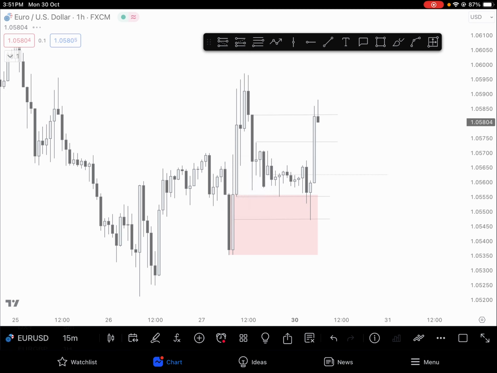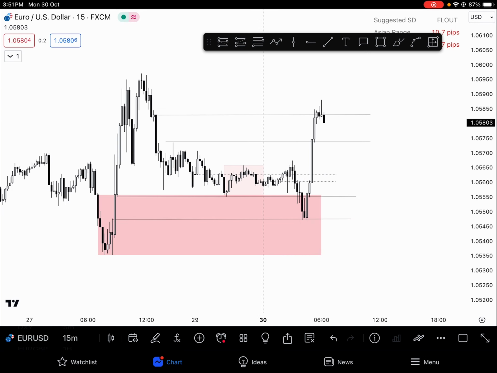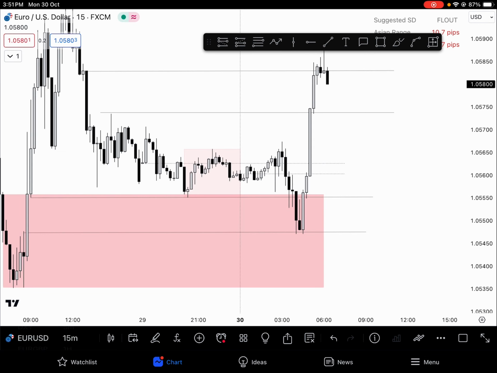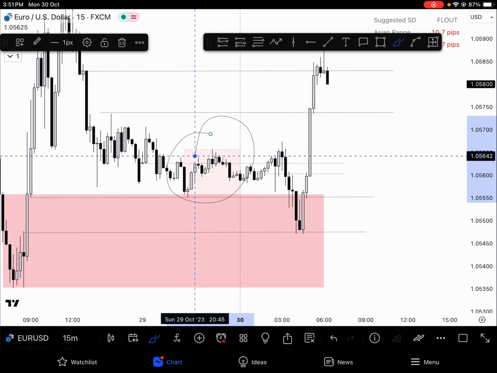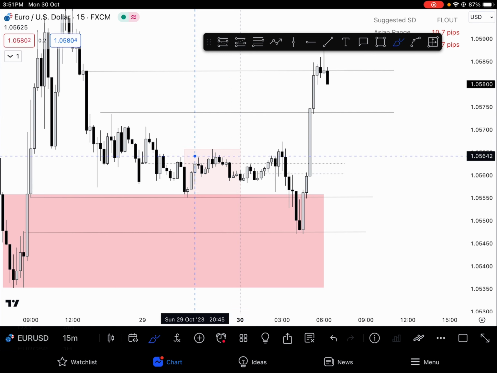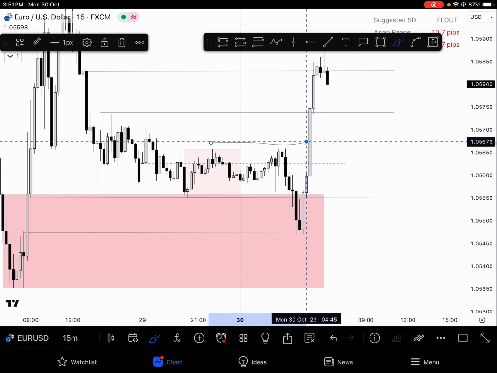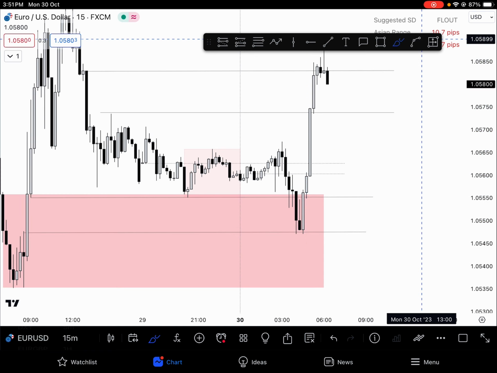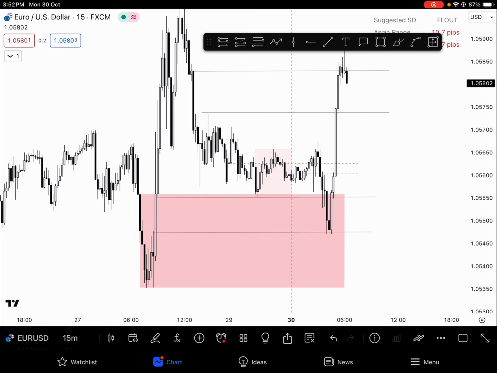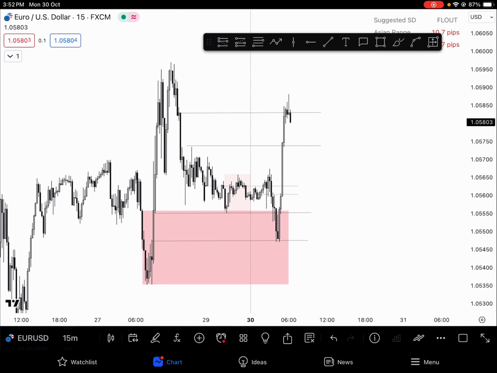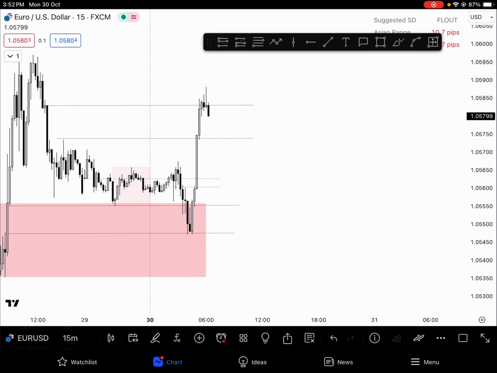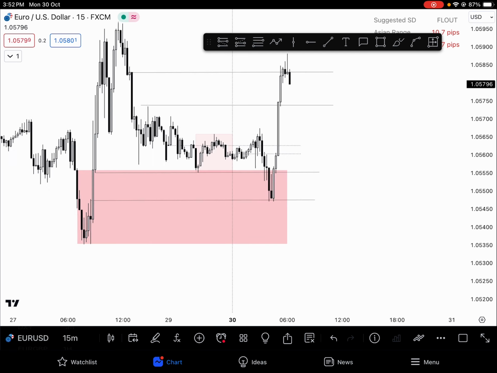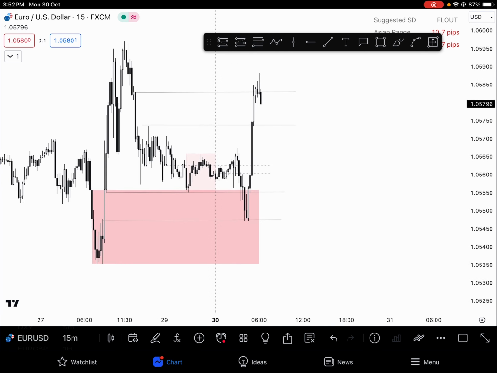I have also said that price took out the Asian range. This is an Asian range, and price took out this Asian range high. Here we took out the Asian range high, and we are also trying to trade against the order flow. Whenever we take trades against the order flow, we always look for confirmation. We will not go and enter blindly inside any order block or any PDR. As we are trading against the order flow, we look for a confirmation entry.